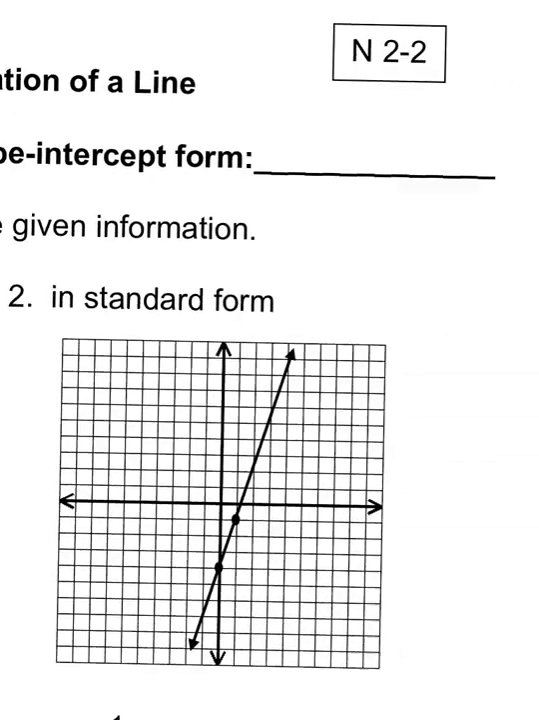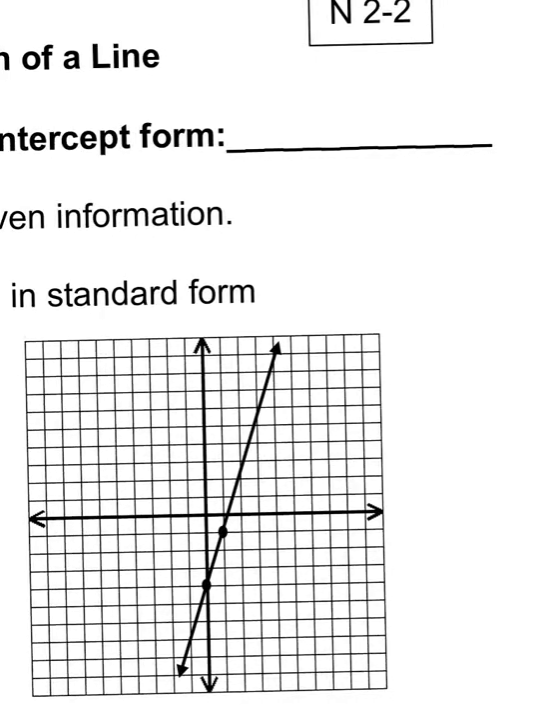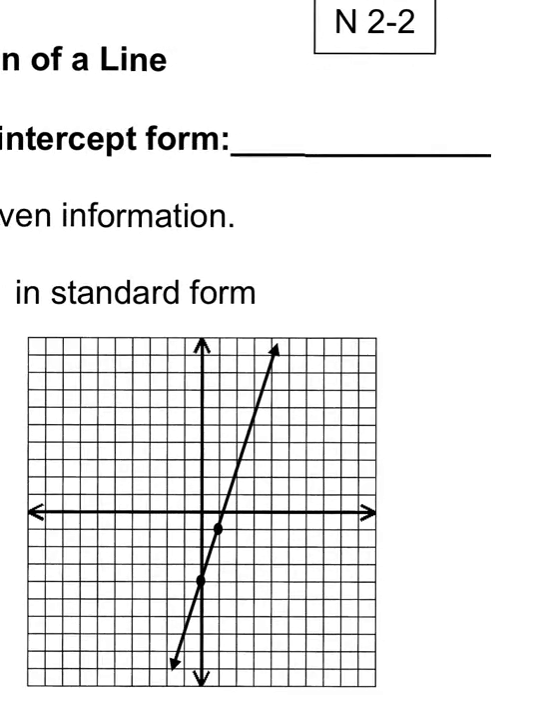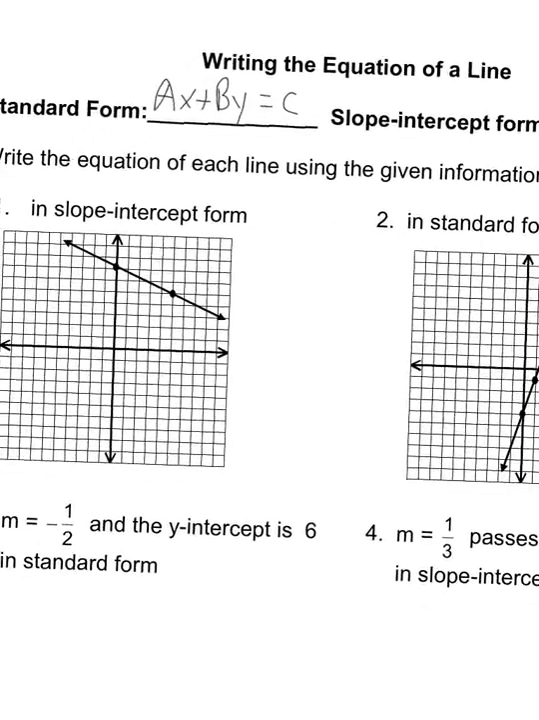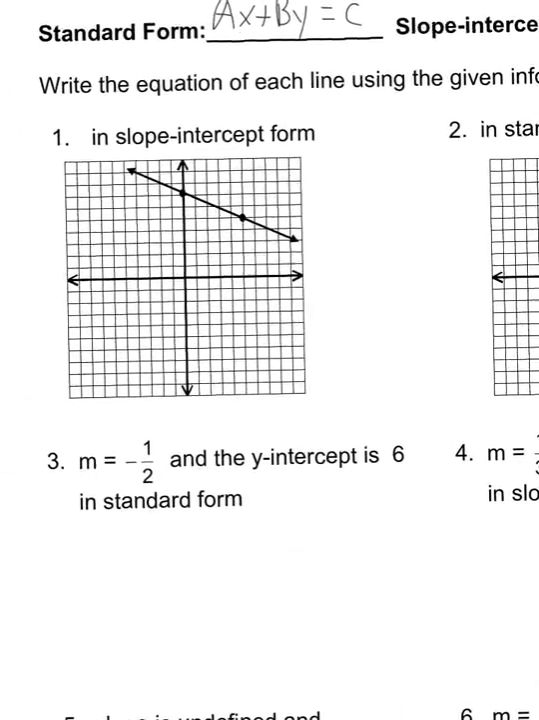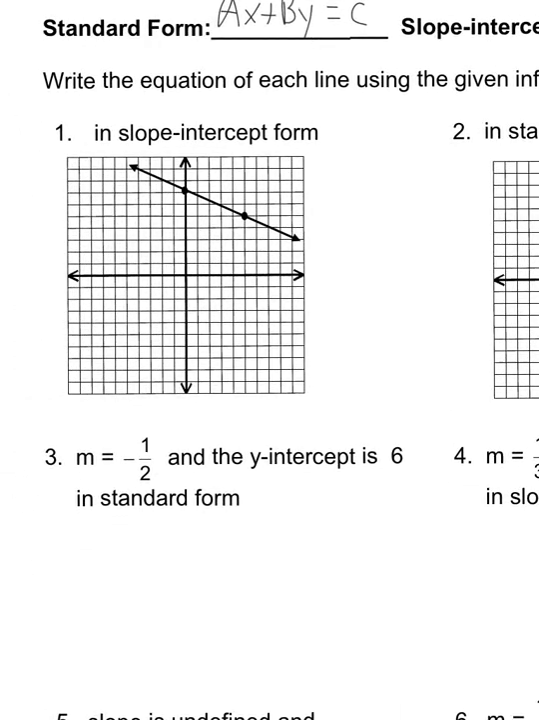Slope-intercept form is the one that you're most used to. It is also sometimes referred to as y equals form. It's y equals little m x plus little b, the m being the slope and the little b being my y-intercept. That's my beginning point. Okay, number one, we want to write the equation for this line in slope-intercept form.